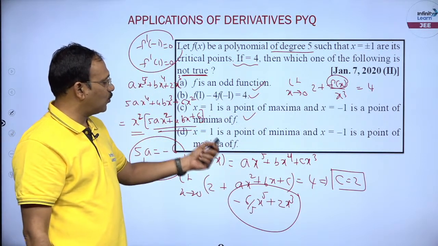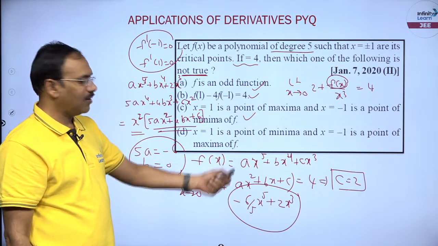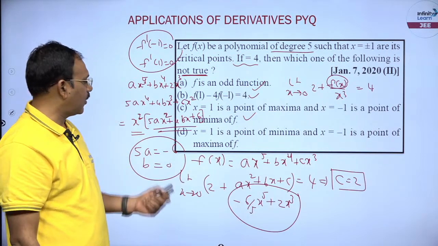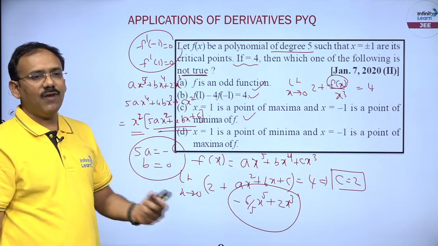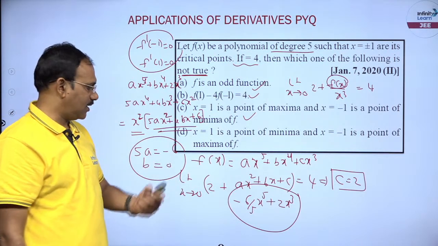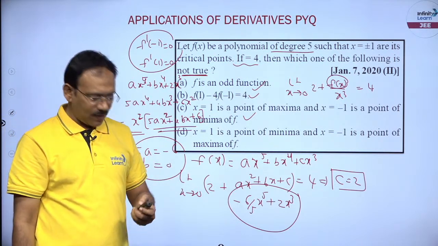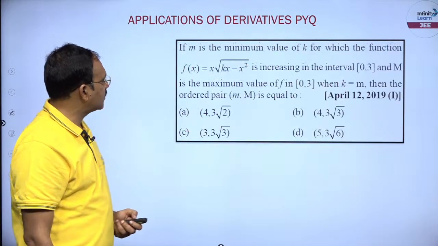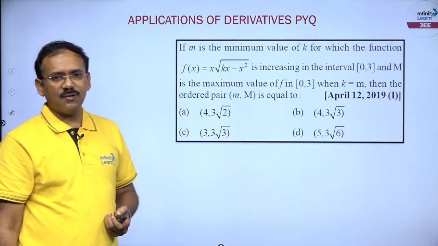x is equal to 1 is a point of minima, x is equal to minus 1 is a point of maxima. First derivative test will help you like anything here, dear students. Okay. Fine. Next, you see this question, dear students.